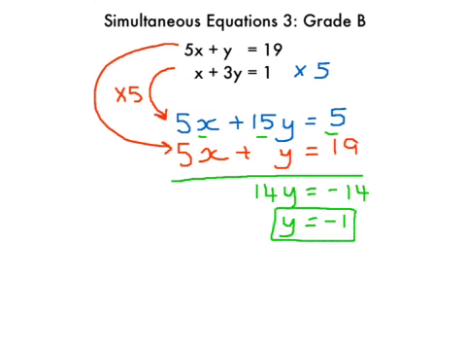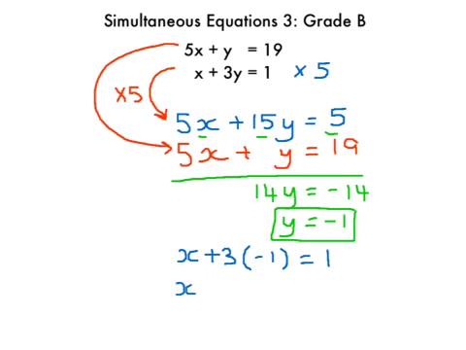Now, once I've found one value here, I need to substitute it back into any of these equations to find out x. Now, I'm going to substitute it into this equation here because that looks like the nicest equation to deal with. So, I've got x, which I still don't know the value of, plus 3 lots of negative 1, because that's what the value of y is, equals 1.